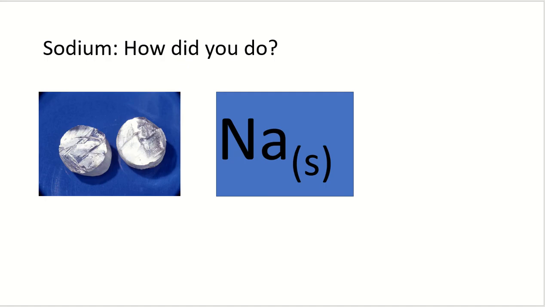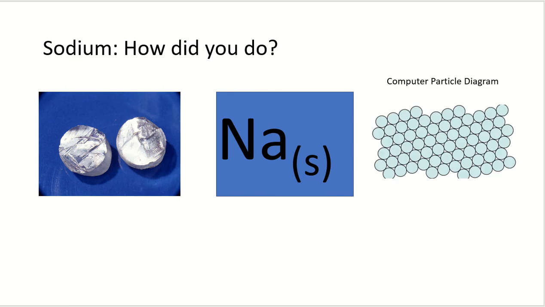Okay, now we're going to look at how you did. So again, we've got our macroscopic level, our symbolic level, and then the third part of the triangle would be the particle diagram. And when we look at a computer diagram, this is what that particle diagram looks like. We end up with an organized pattern of atoms. Okay, they're all sodiums, so they all look the same.